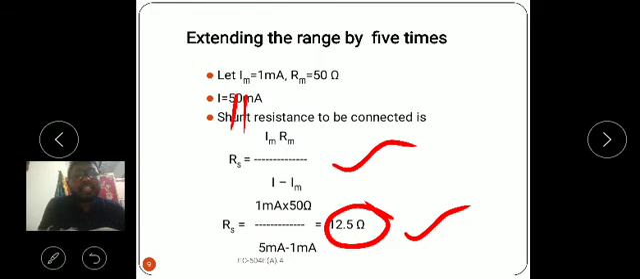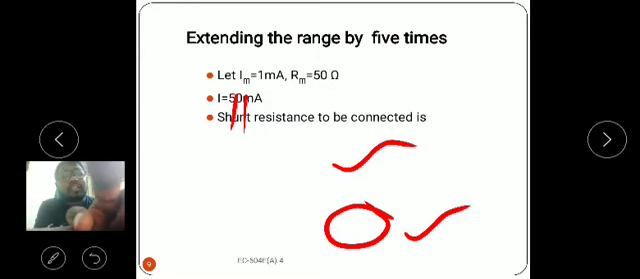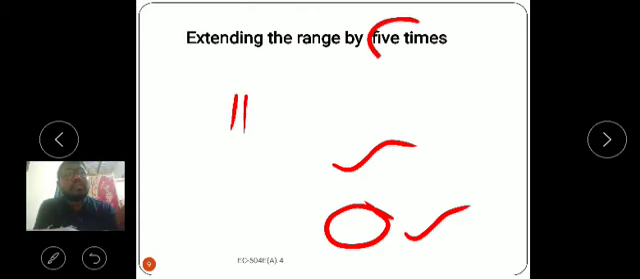That means the shunt resistance decreases while increasing the DC ammeter range. In this way we extend the DC ammeter. This is the procedure we use, for example, if you want to change the values to 5 times.